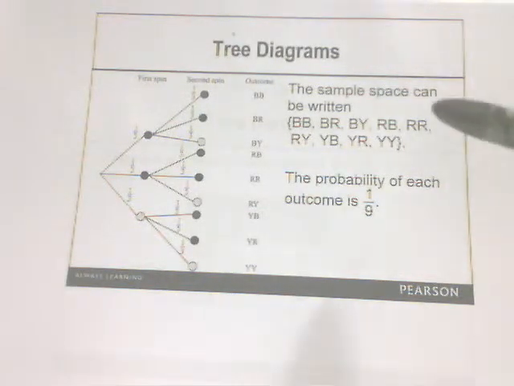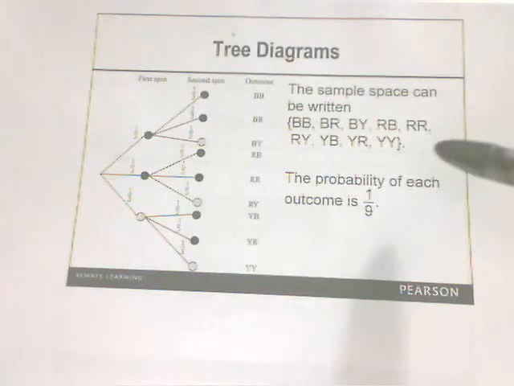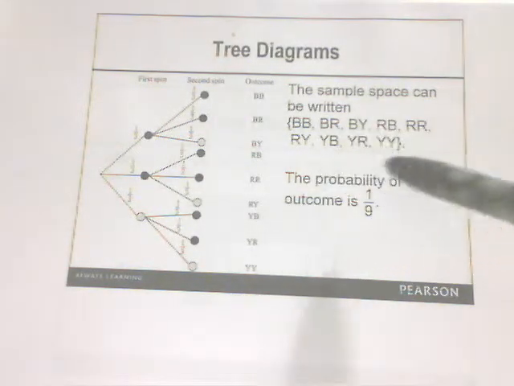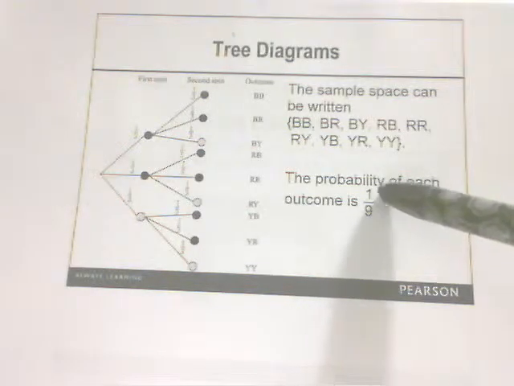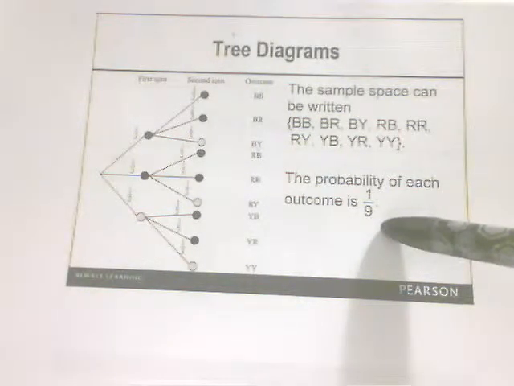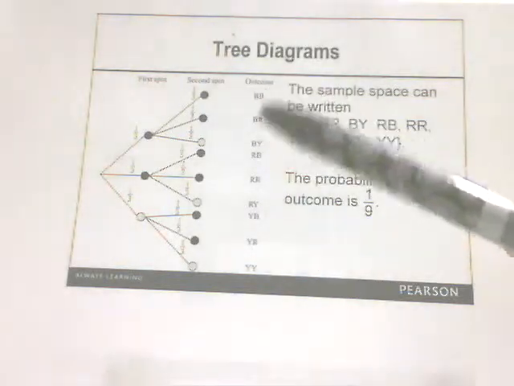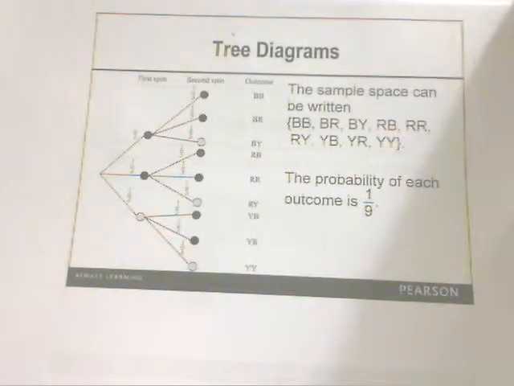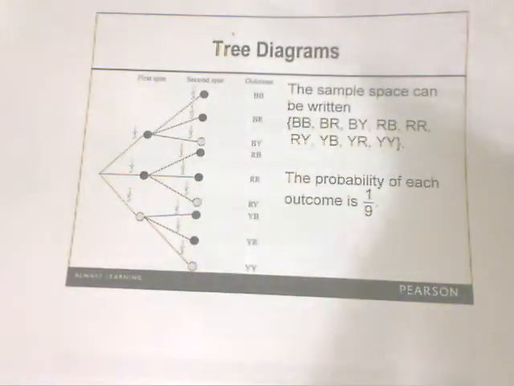And as you can see here, that's the sample space that I just mentioned. That's your sample space. And here the probability of each outcome would be 1/9. Because there are 9 possible outcomes, and of course, only one of these can happen, it'll be 1/9 for each one of those probabilities.